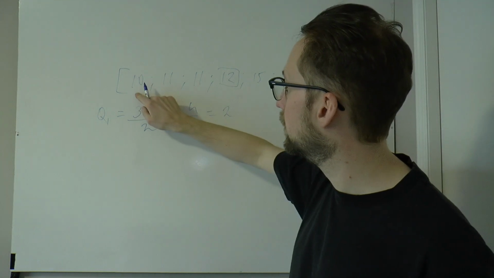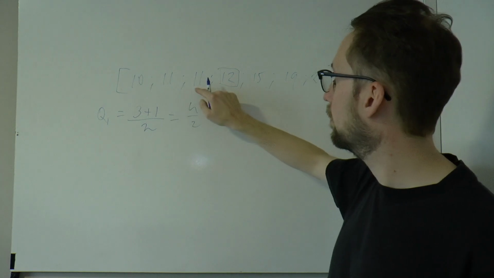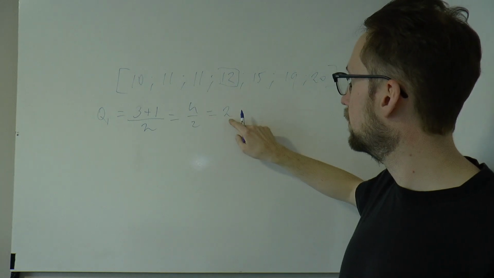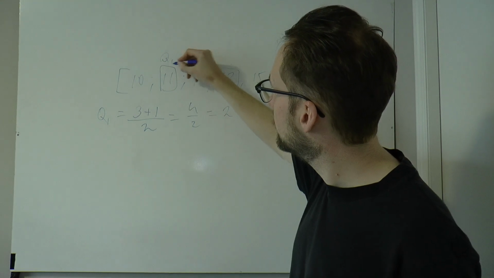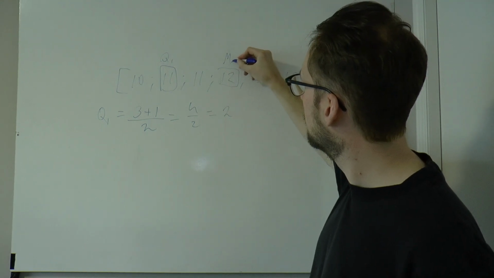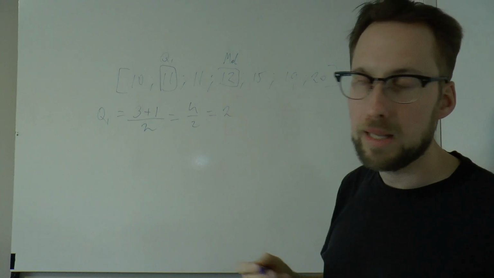Okay, this is the first position, second position, third position, second position. This is Q sub 1. This is the median. We give that symbol MD.